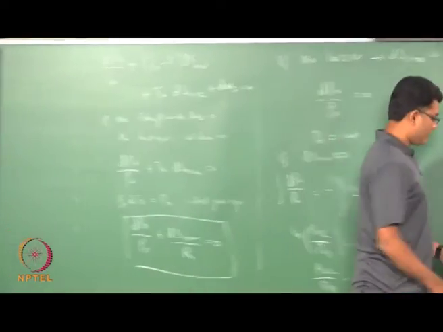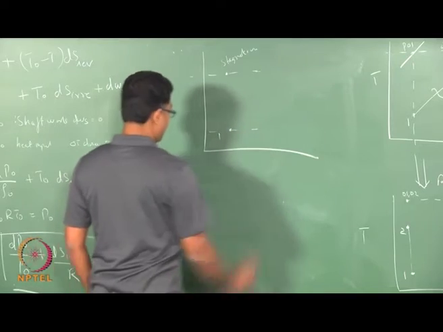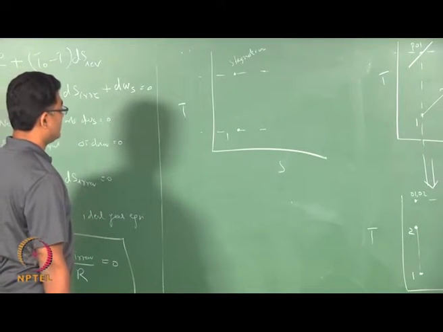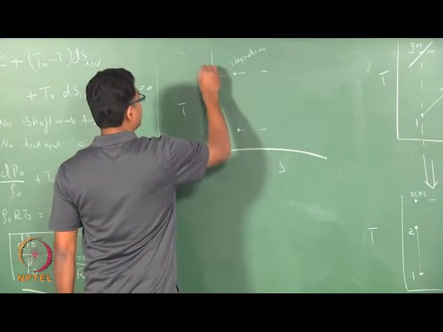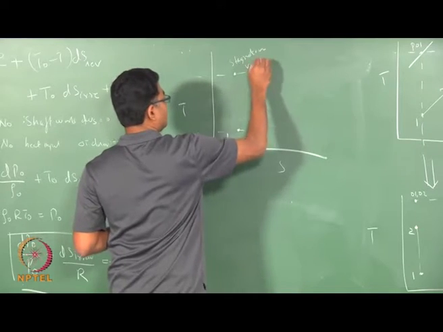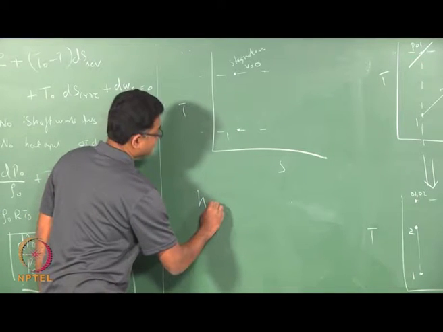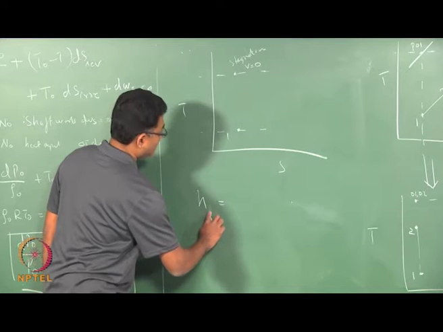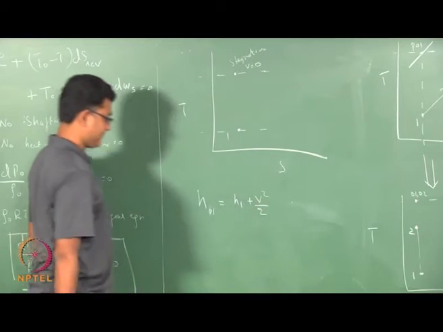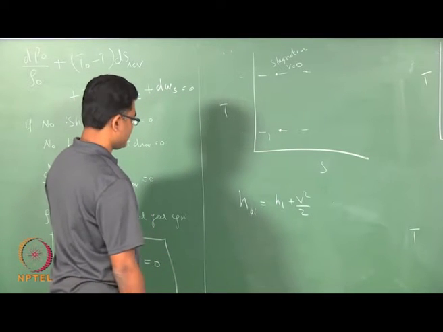So, I repeat what we had learnt today. So, what I want to do here is, I have a state 1 which I bring to a quantity with 0 velocity where v is 0. I have defined my H01 to be H1 plus v square by 2. This is what we have seen in the earlier part of the lecture.